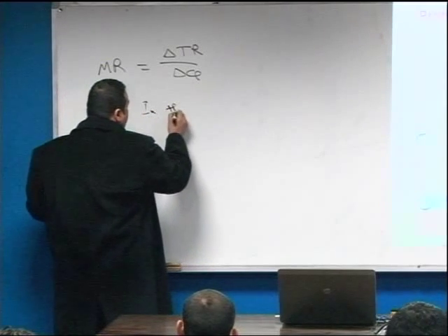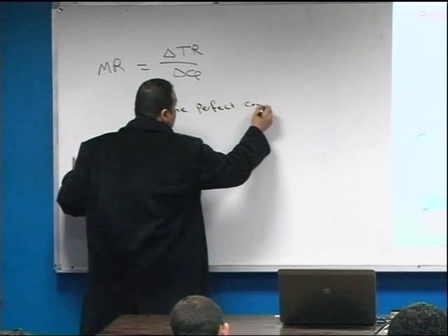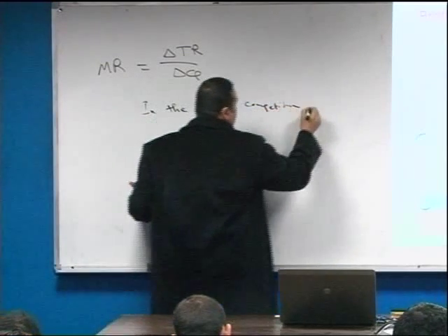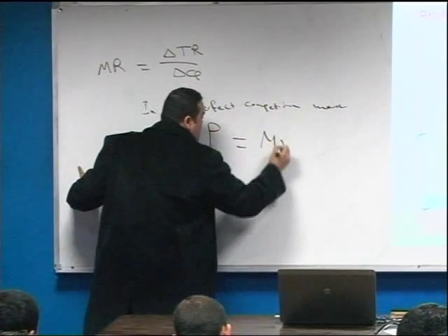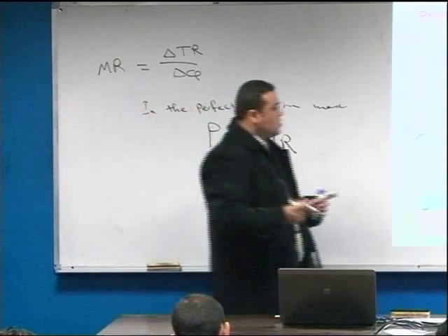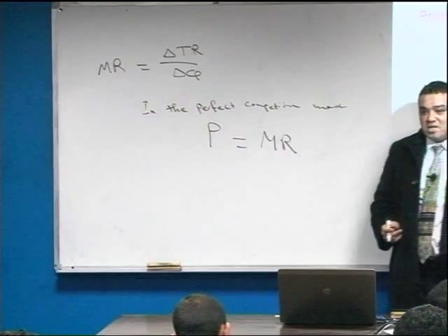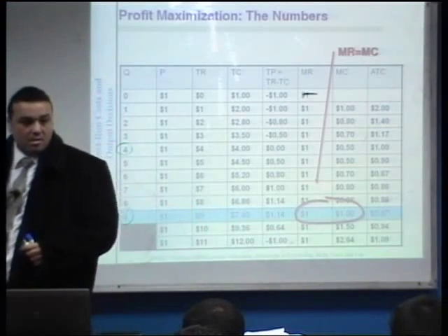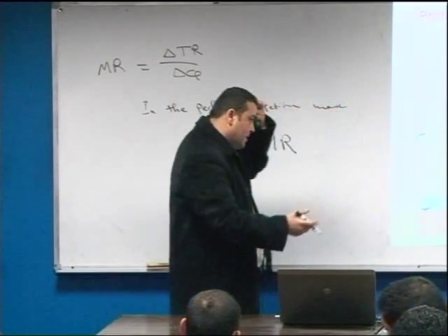In the perfect competition market, the price equals the marginal revenue for the firm. So as you see, the price is 1 and the marginal revenue equals 1 in all cases, right? And we will see it using a graph after maybe 10 minutes, inshallah.